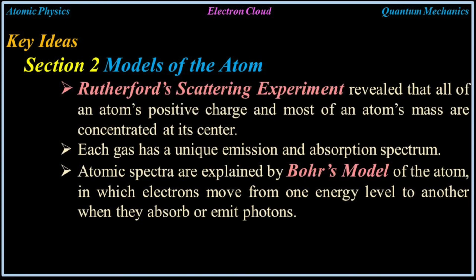This is Section 2, Models of the Atom. Rutherford's scattering experiment revealed that all of an atom's positive charge and most of the atom's mass are concentrated at its center. Each gas has a unique emission and absorption spectrum. Atomic spectra are explained by Bohr's model of the atom, in which electrons move from one energy level to another when they absorb or emit photons.